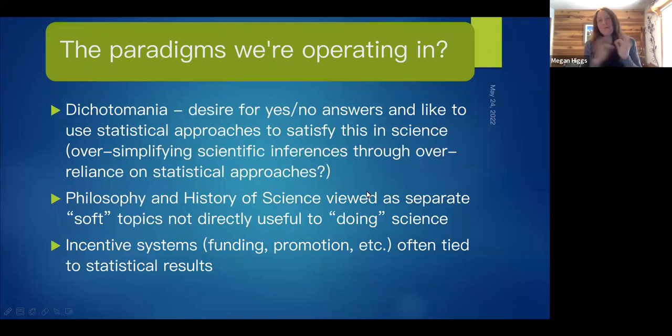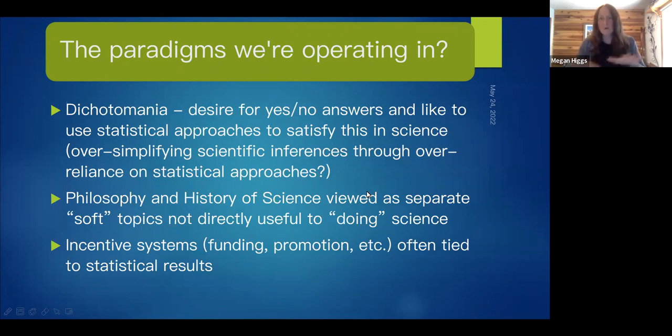A couple more things about the paradigm we're in before I go into a little bit of history. This dichotomania has received a lot of press attention recently, which I think is good. We have this desire, just as humans, for yes or no answers, and we like to use statistical approaches to satisfy this in science. I think this oversimplifies our scientific inferences through an over-reliance on statistical approaches used in a way that pretends they give us a yes or no answer.